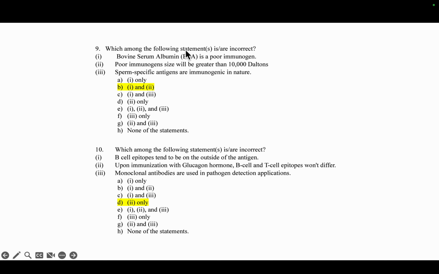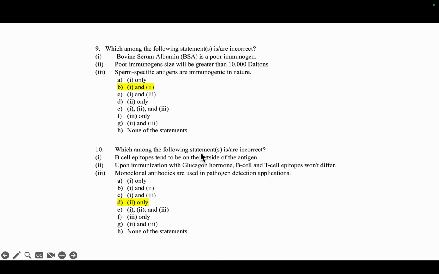Which among the following statements is or are incorrect? Bovine serum albumin BSA is a poor immunogen. Poor immunogen size will be greater than 10,000 Daltons. Sperm specific antigens are immunogenic in nature. Okay, so option 1 and 2 will be incorrect. These are not true statements.